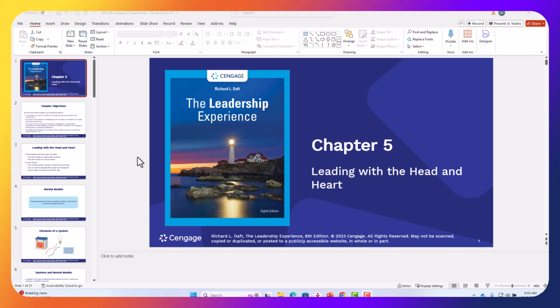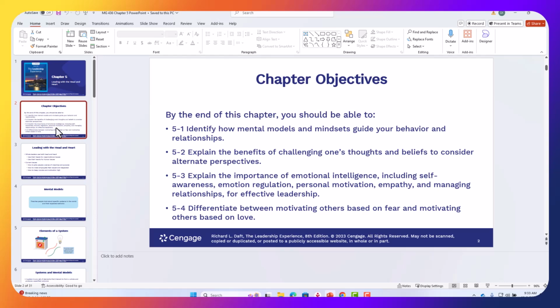Chapter 5, Leading with the Head and the Heart. Objectives. Identify how mental models and mindsets guide your behavior and relationships. Explain the benefits of challenging one's thoughts and beliefs to consider alternate perspectives. Explain the importance of emotional intelligence, including self-awareness, emotional regulation, personal motivation, empathy, and managing relationships for effective leadership. Differentiate between motivating others based on fear and motivating others based on love.